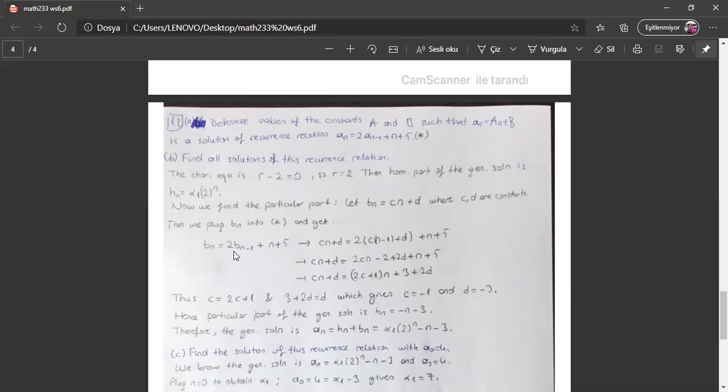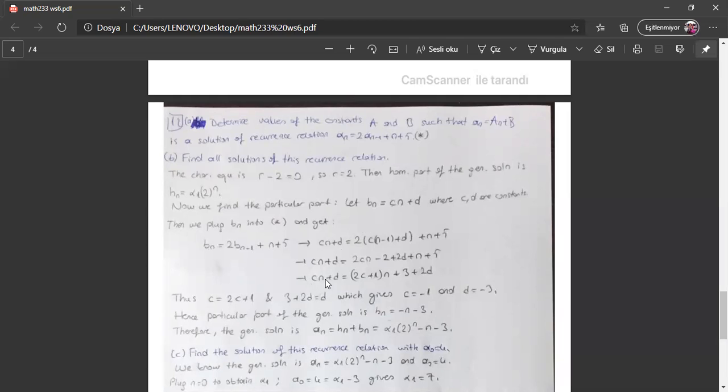We have b_n equals 2b_{n-1} plus n plus 5. How do we do that? Instead of a_n, we write b_n. This should satisfy the star equation. Now, instead of b_n, here we have this equality, that's why we write cn plus d. And for that part, instead of n, we need to write n minus 1. So we get this.